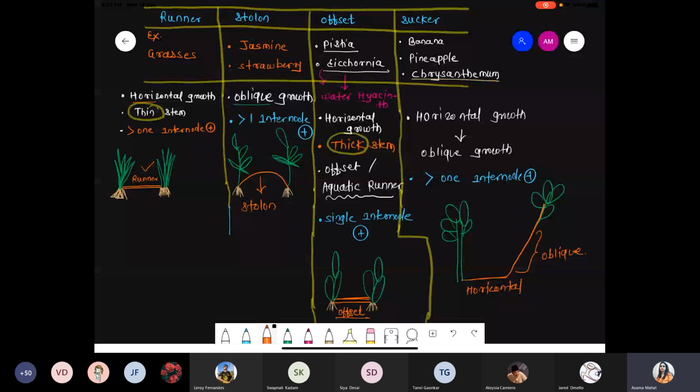Any doubt from subaerial modification? This part is covered. Any doubt from subaerial modification?